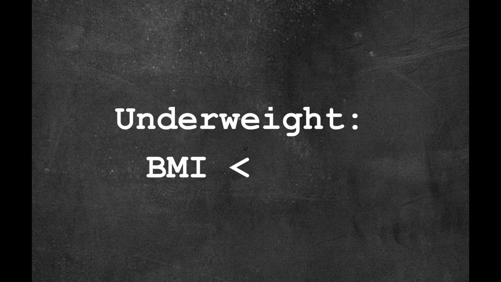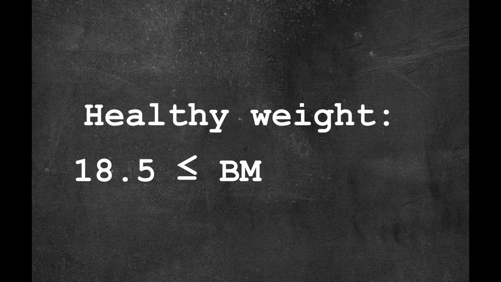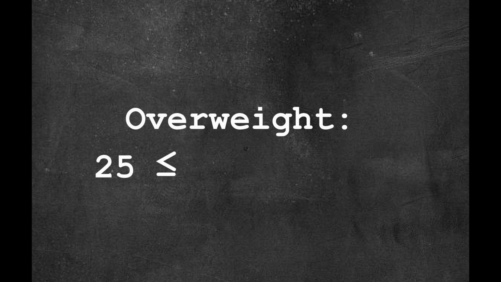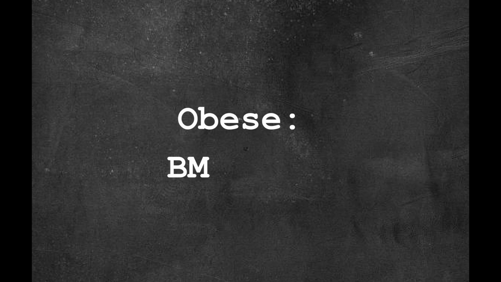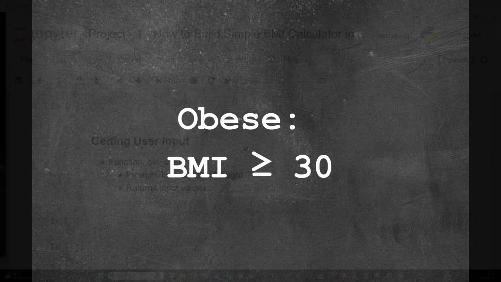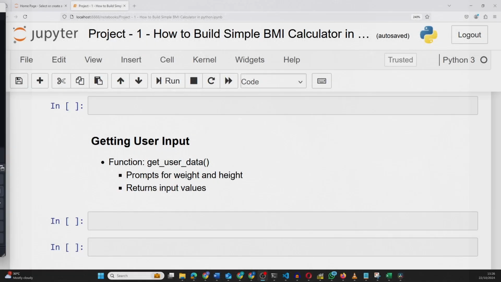You're said to be underweight when your BMI is less than 18.5. Your healthy weight is when your BMI is equal to or greater than 18.5 but less than 24.9. You're overweight when your BMI is equal to 25 or less than 29.9. And you're obese when your BMI is equal to or greater than 30. Enough talk, let's dive into some coding.